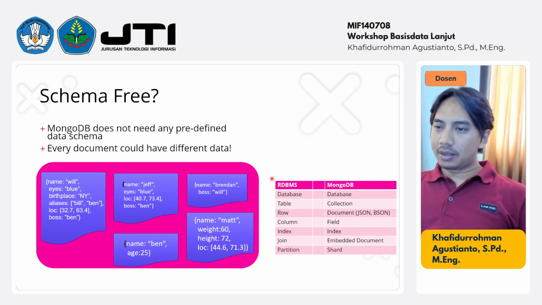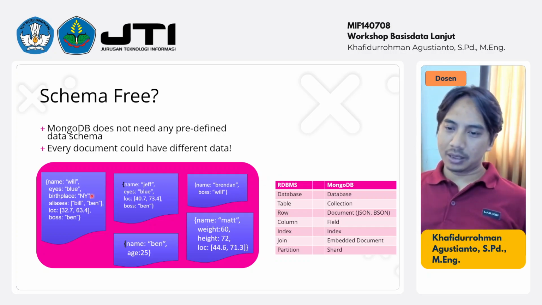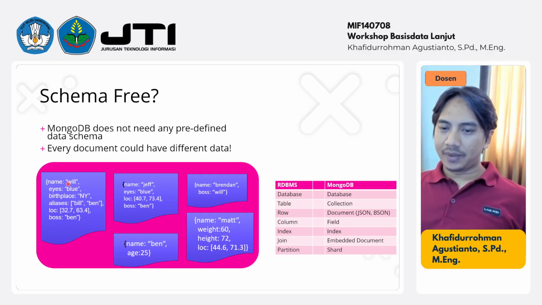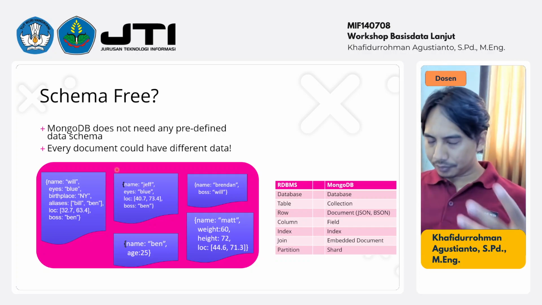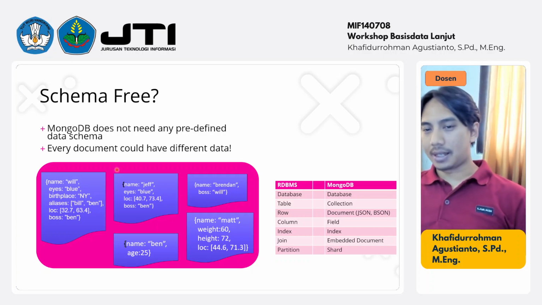MongoDB does not need any predefined data scheme. Every document could have different data. For example, the first document has name, birthplace, aliases, log, and also boss. Then the second document has name, log, and also boss. Then the next has name and boss only. Then name and age only. Then name, wage, height, and also log. So they are different, and it is impossible to implement this with a relational database.